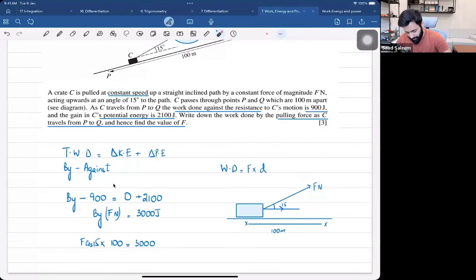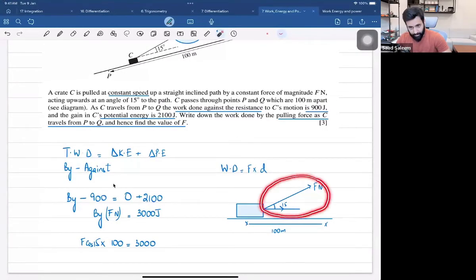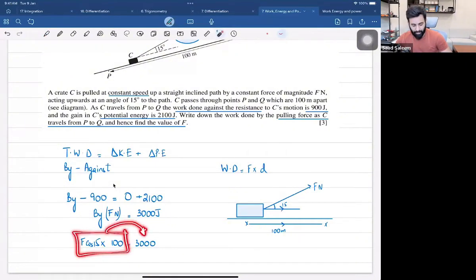Well, if we were to calculate the work done by the F Newton force, what would we do? We would take the force, which is acting in the direction the object is moving, and multiply that by the distance. So this is what we would do. And we already have the work done.